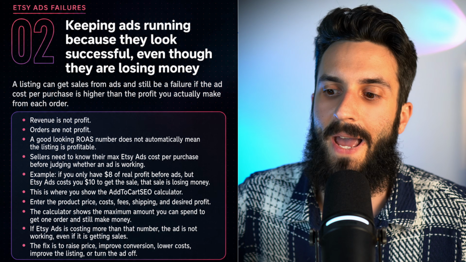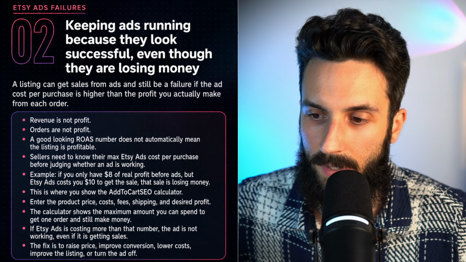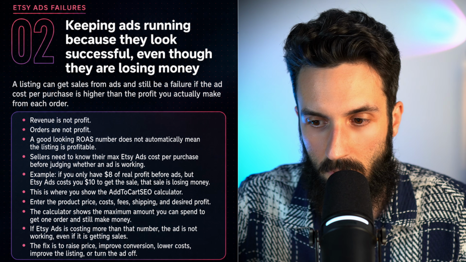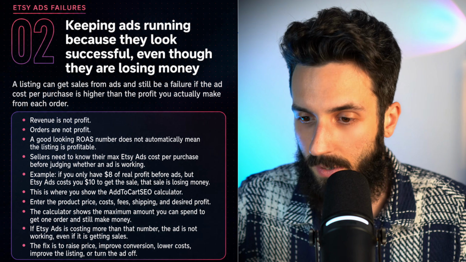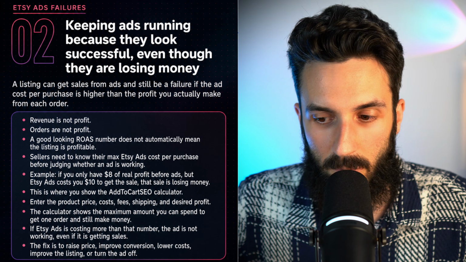A listing can get sales from ads, but still be a failure if the ad cost per purchase is higher than the profit you actually make from each order. Revenue is not profit. Orders are not profit. A good-looking ROAS number does not automatically mean the listing is profitable, okay?